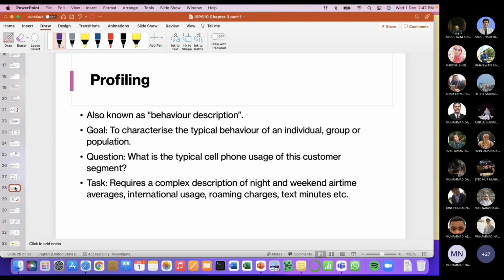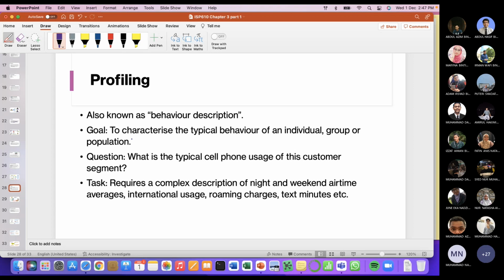And the last one will be the profiling. So profiling, now everyone is talking about profiling. Patient profiling, customer profiling, user profiling, everybody wants to try it. And profiling is also known as behavior description.